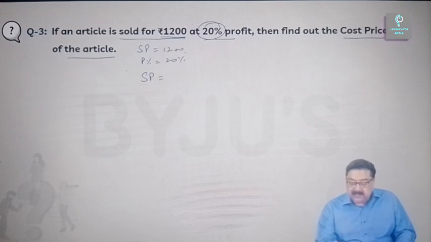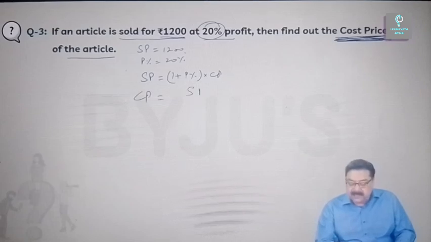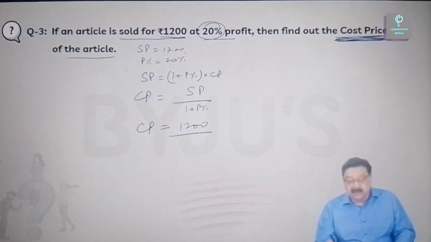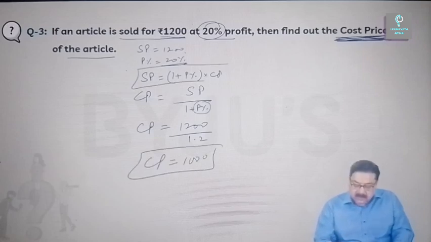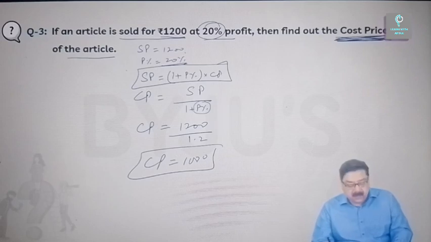Now we know selling price is 1 plus profit percent, and cost price is what you need to find out. So cost price becomes selling price by 1 plus profit percent. So cost price here shall be, selling price is given to you as 1200, by 1 plus 0.2, this is what? Profit percent, which is given to us as 20%. So this shall be 1.2. Cost price works out to be rupees 1000. So this formula is important. The conversions are important. As of now, we don't need the conversions because the values are very straight, very simple to work with.